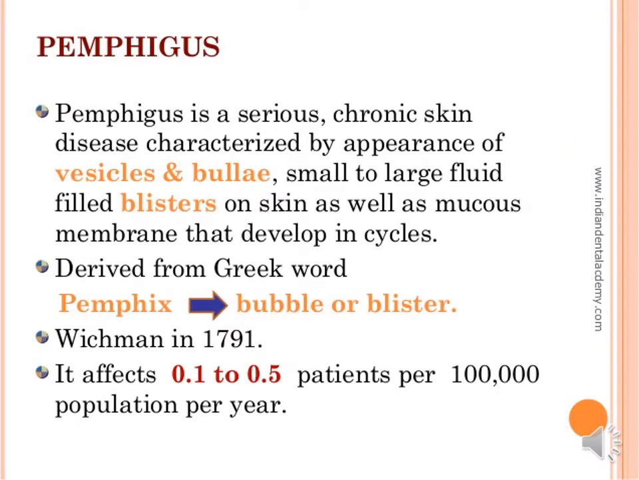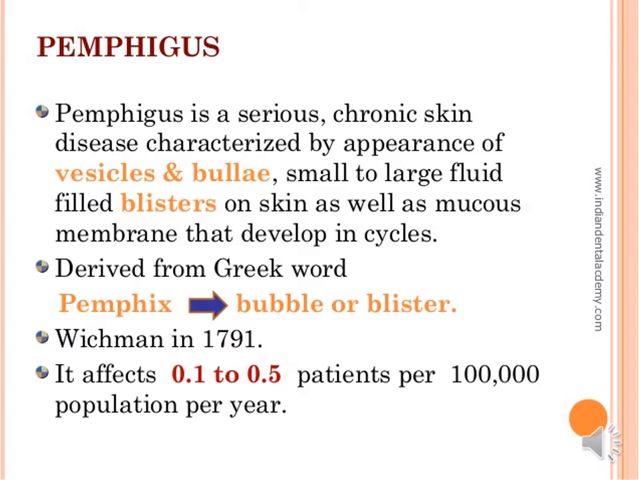نبدي بالأول disease هو PEMPHIGUS. Pemphigus is a serious chronic skin disease characterized by the appearance of vesicles or bullae, small to large fluid-filled blisters on skin as well as mucous membrane that develop in cycles. Derived from a Greek word, pemphigus, meaning bubble or blister.